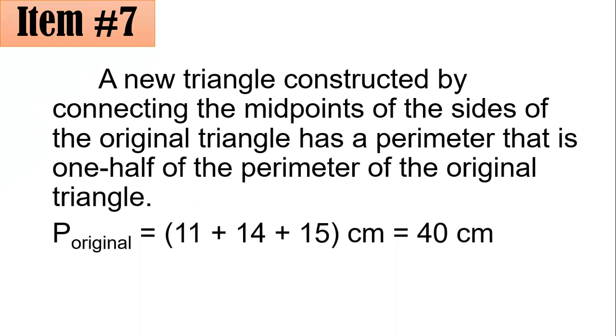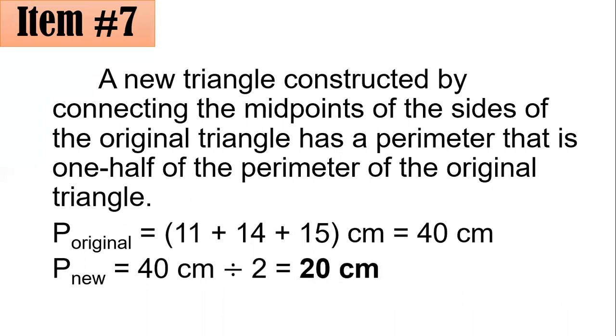So if the original triangle has a perimeter of 11 plus 14 plus 15, or 40 cm, then expect that the perimeter of the new one, the smaller one, is half of that, which is 20 centimeters. Hence, letter B is the correct answer. All right. Number 8.